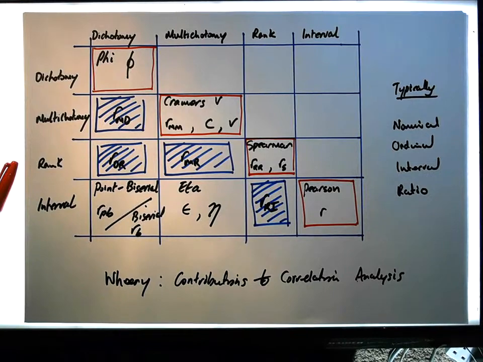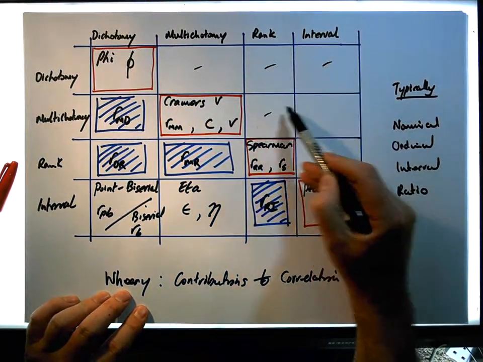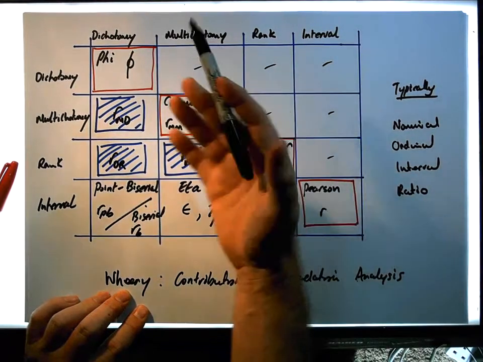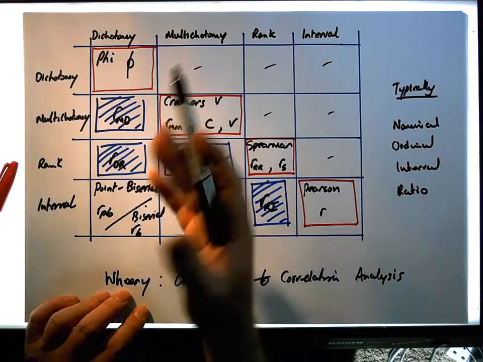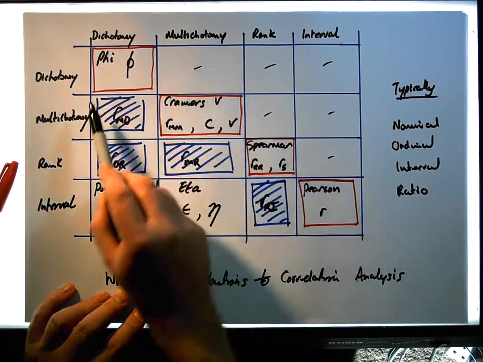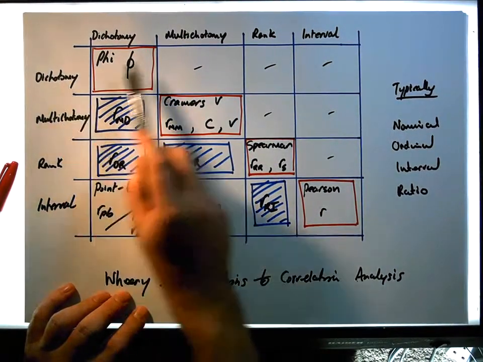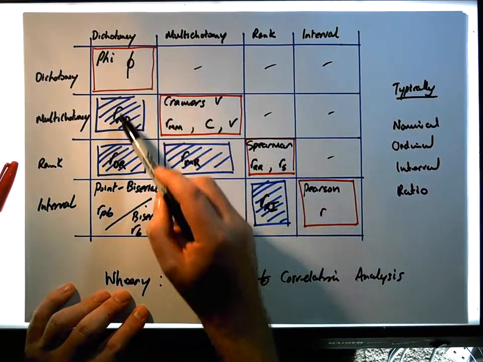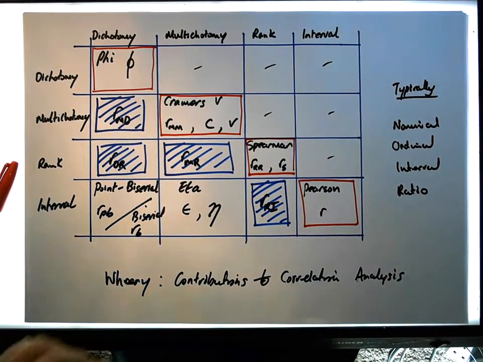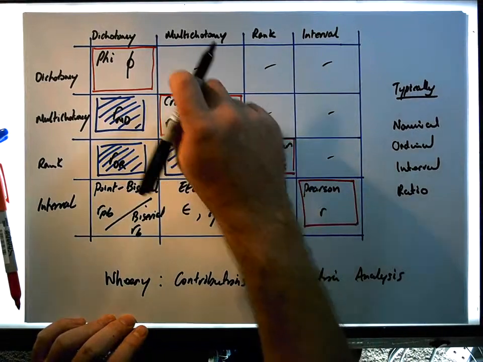So effectively, don't forget these over this side are basically repeated, because the correlation is typically symmetrical. If I'm looking at a dichotomy and a multichotomy here, that's the same as the multichotomy along with the dichotomy here. So let's have a look at the formulas. I'm going to start off with the typical ones.